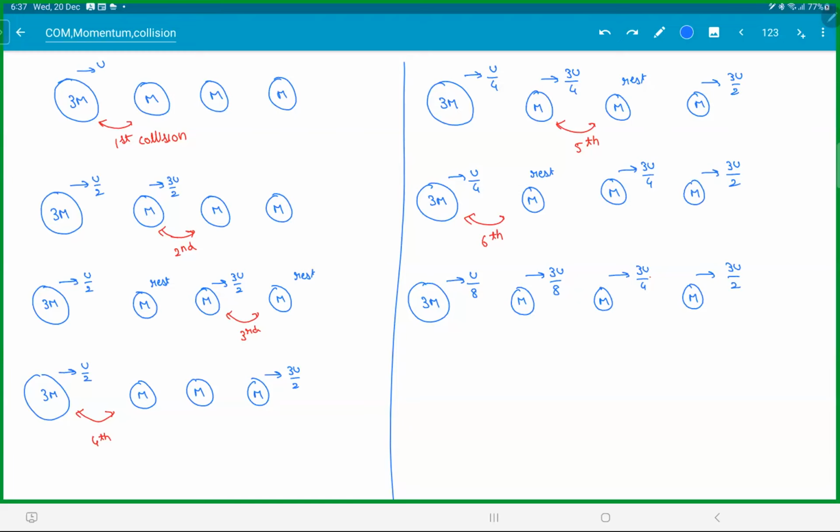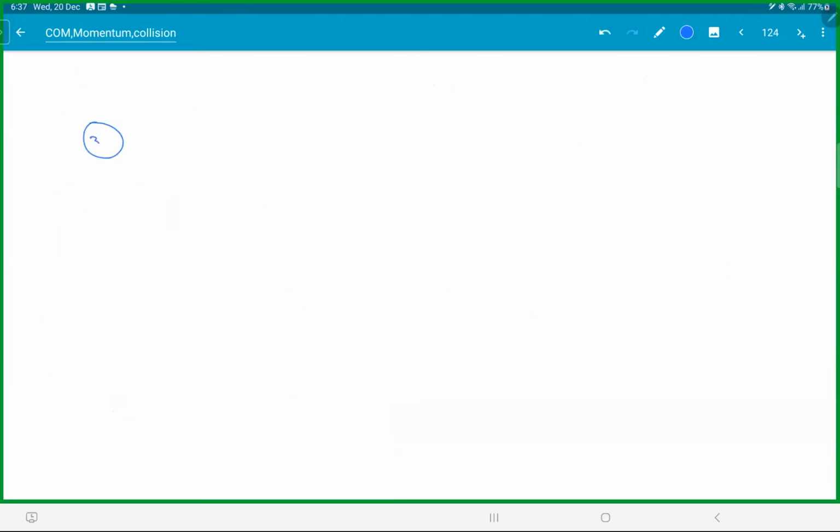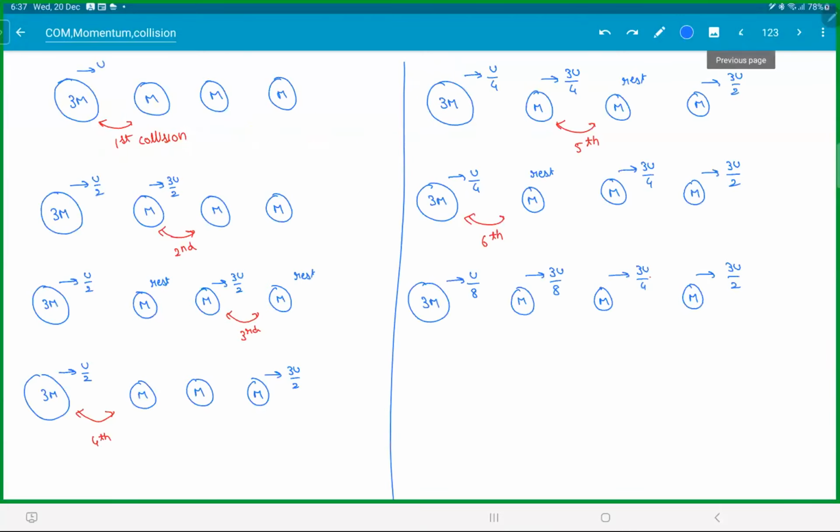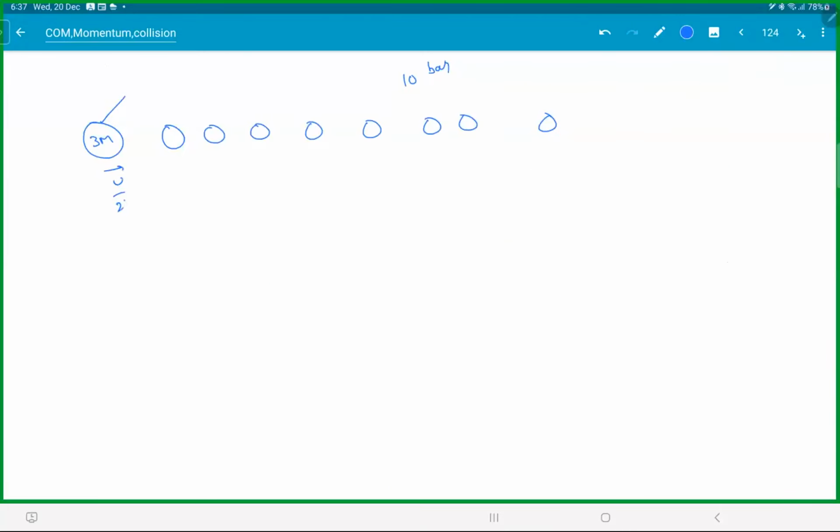After that, you can just keep saying it becomes half. So can you tell me what happens if there are 3m and 10 balls? What is the final velocity of this guy? u by 2 to the power 10. If there are 3 balls here, you observed it became u by 2 cubed. This guy will become u by 2 to the power n. This guy will become 3u by 2 to the power n, this guy 3u by 2 to the power n minus 1, this guy 3u by 2 to the power n minus 2, and so on.